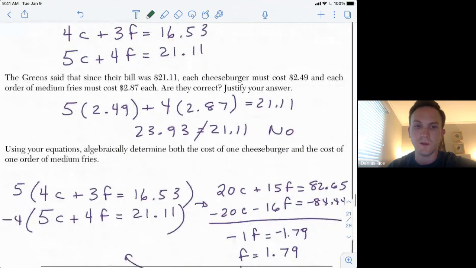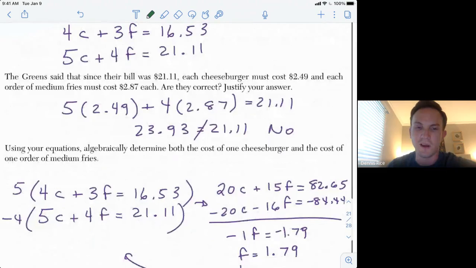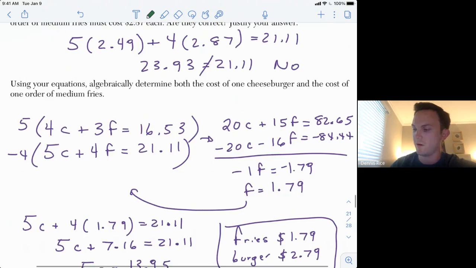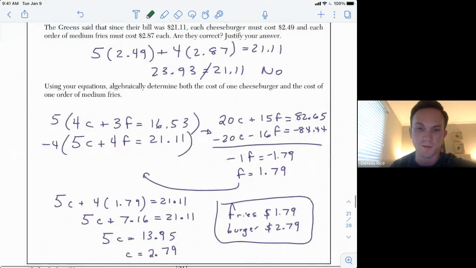And this is probably a good elimination one. I wouldn't recommend using substitution. No variables are pretty close to being solved for. I chose to eliminate C. You very easily could have eliminated F by using 12 and 12. I did 20 and -20 for C. Fries and a cheeseburger. Fries are $1.79. A cheeseburger is $2.79. That was it.